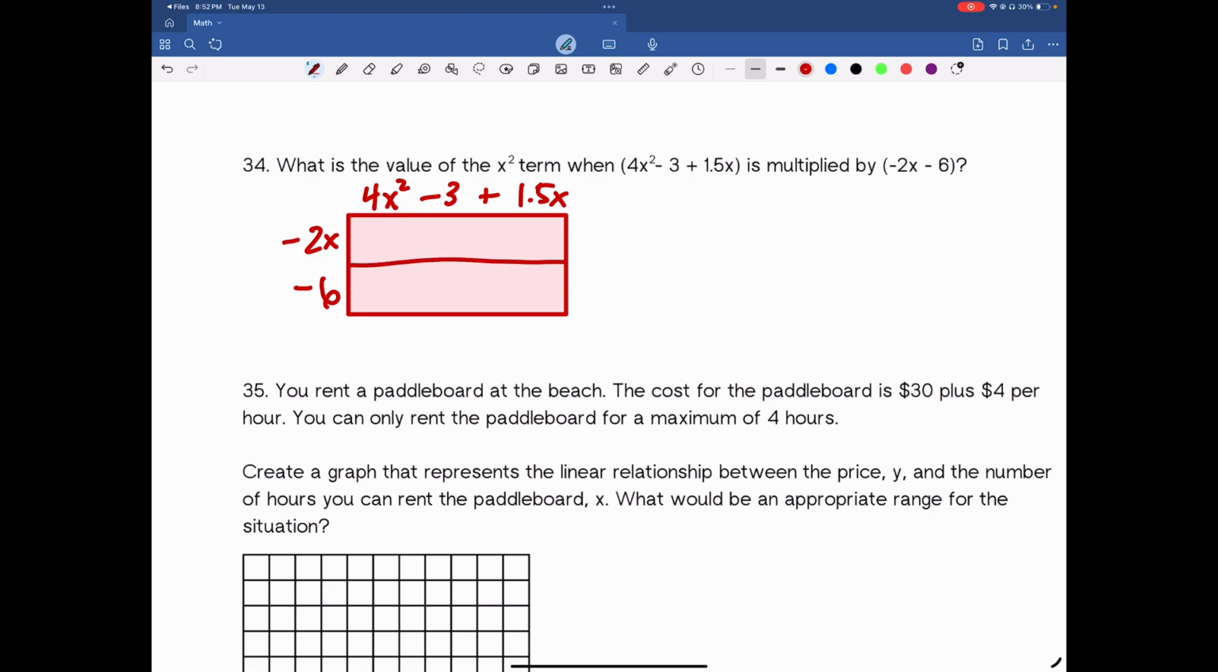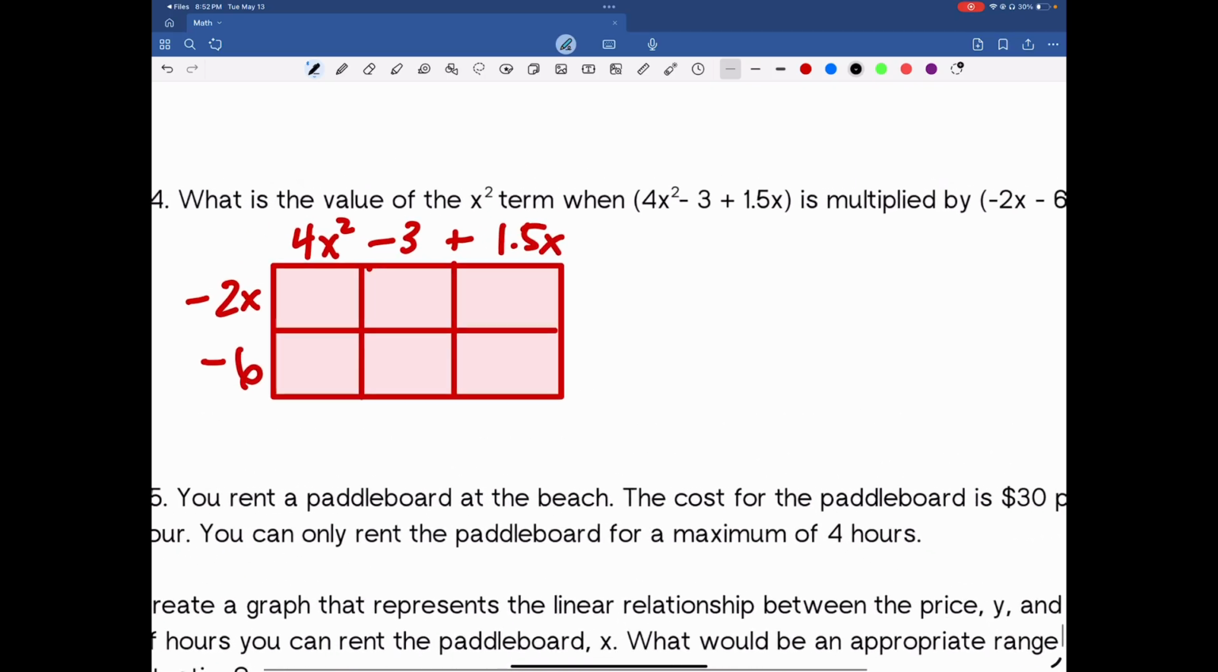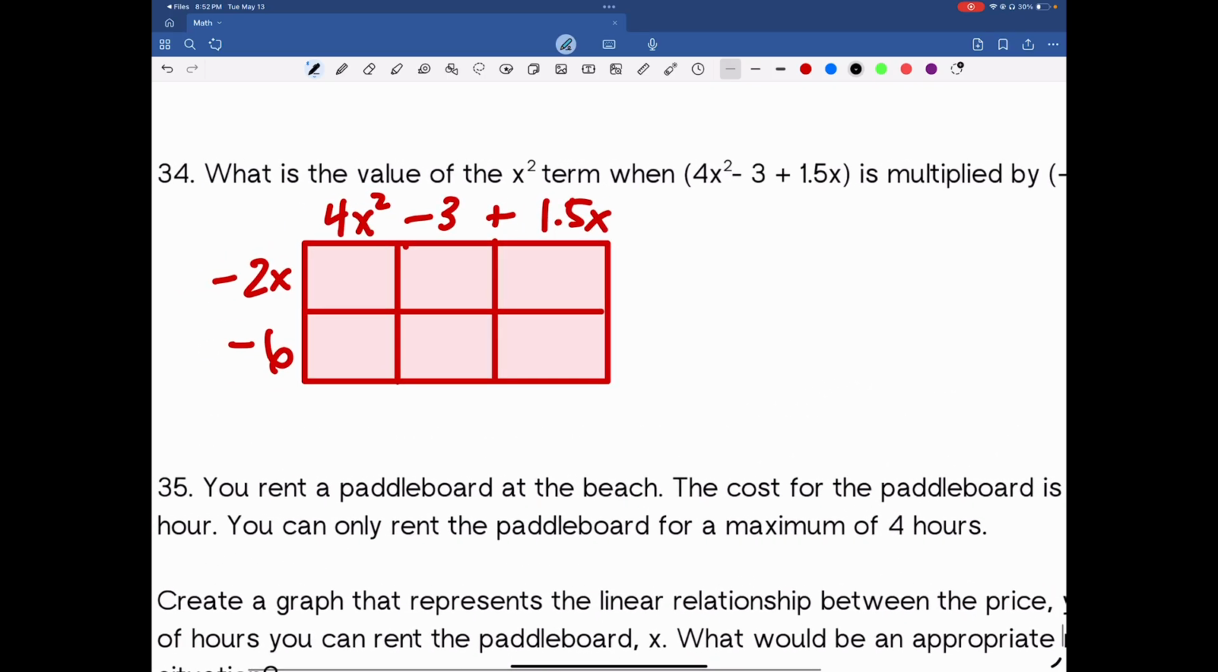All right, so I want to know the x squared term. So the reason why I'm using an area model is because this is going to be a little bit easier for me to see where my x squared terms are coming from, because I just need x squared. So I have a 4x squared here. When I multiply it by -6, I'm going to get -24x squared. If I multiply the 4x squared and the -2x, I'd get x to the 3rd. So I don't need that one.